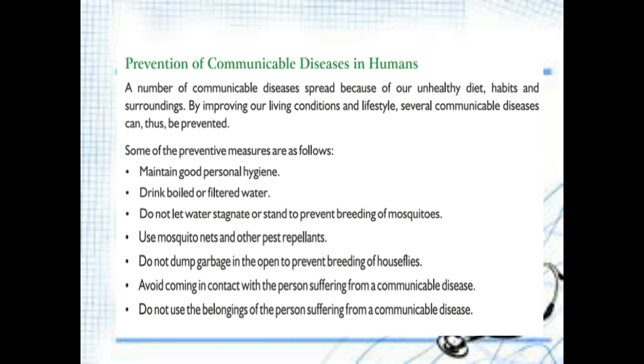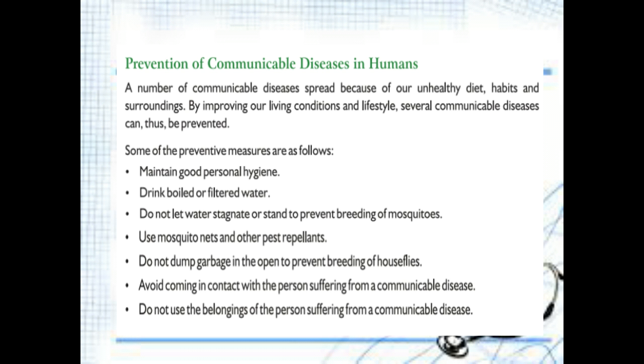Okay, and what might be the others? Maintain good personal hygiene, drink boiled and filtered water, right? We should drink boiled water, and not let water stagnate or stand, to prevent the breeding of mosquitoes. You might have seen in rainy seasons that water may stagnate in some places, that is, puddles of water may be seen on the road. In such conditions mosquitoes may breed in that water. So we should avoid letting water stagnate near our house.